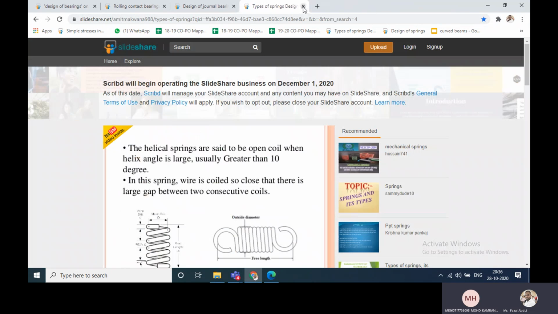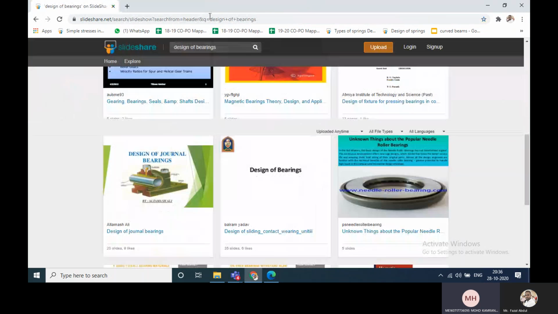Any doubts? Any clarification you need, you can ask. Sir, if you have any important questions about gear and springs topic, bearing and gear. Important questions are for machine design. Noise is coming from your side. Okay.